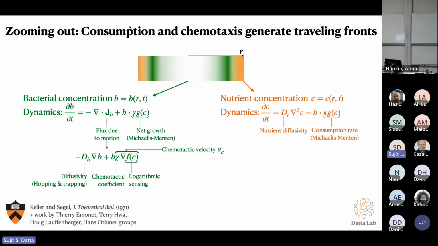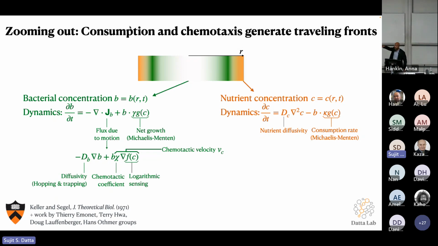Let's unpack this flux due to the motility. There are two components. One is a random component, right? That's this diffusive process, this hopping and trapping. The other is a directed component that reflects chemotaxis. So here, chi is what's known as a chemotactic coefficient. It's like a diffusion coefficient, but for chemotaxis, multiplied by the spatial gradient of this function f that describes how the cells logarithmically sense the nutrient around them, right? And I'll get back to that in a second. But together, these define what's known as a chemotactic velocity, right? This describes the velocity of these fronts.